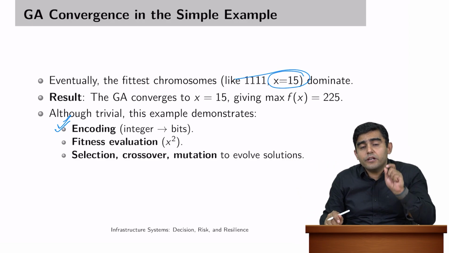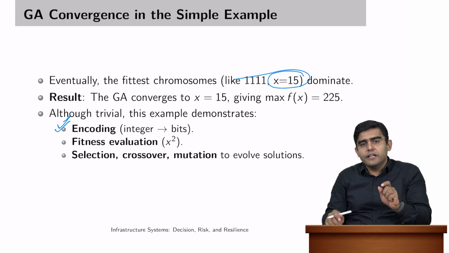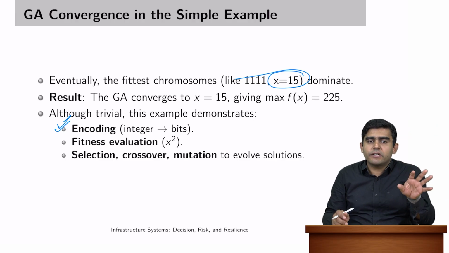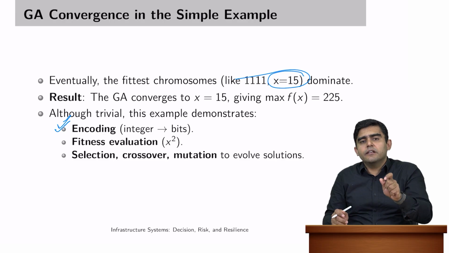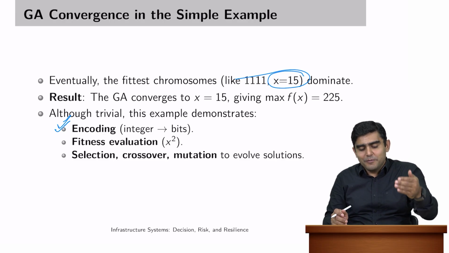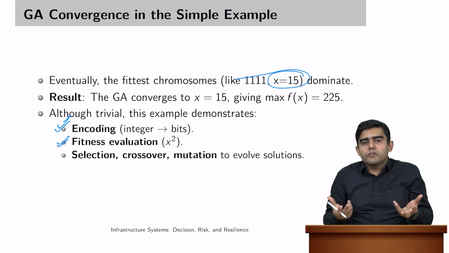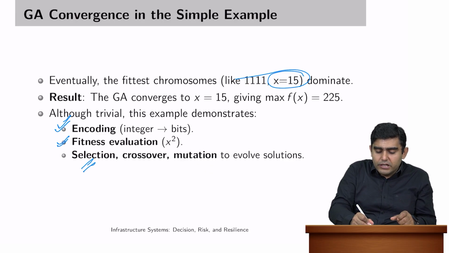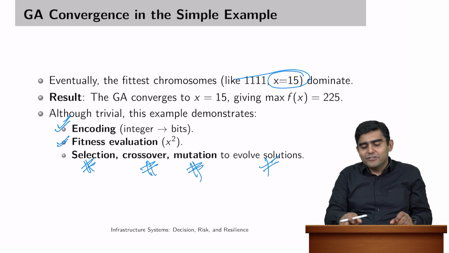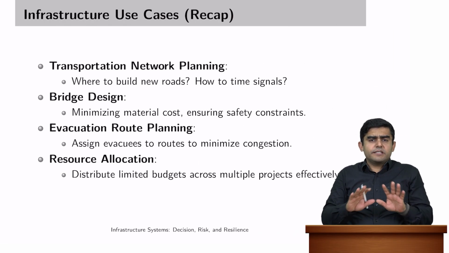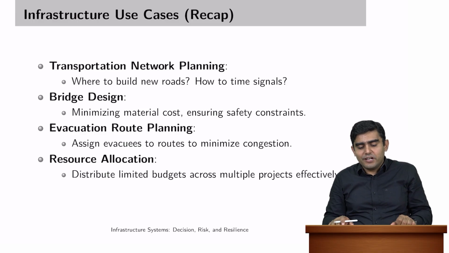So encoding is a very important part of genetic algorithms, because if your encoding is right and clearly mapped to the decoding vector field, you would be able to keep track of the costs and profits, if it's an optimization problem, in a much neater sense. It also demonstrated how to evaluate fitness when you know the objective function itself, and it also demonstrated the concepts of selection, crossover, and mutation to evolve the solution. Now, this particular example had nothing to do with infrastructure, but it gives a strong foundation to apply to infrastructure kind of problems.